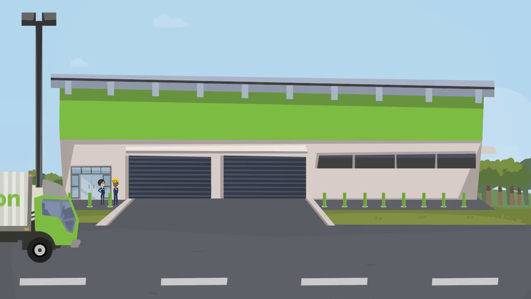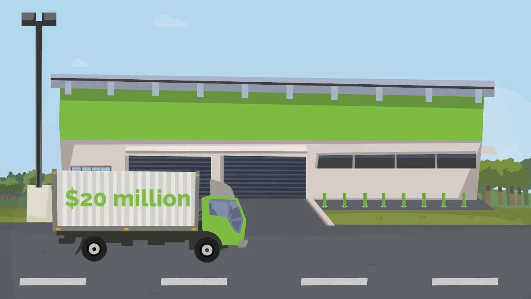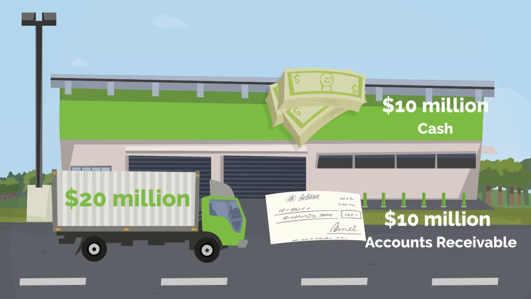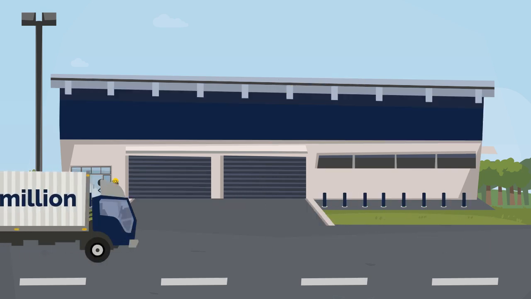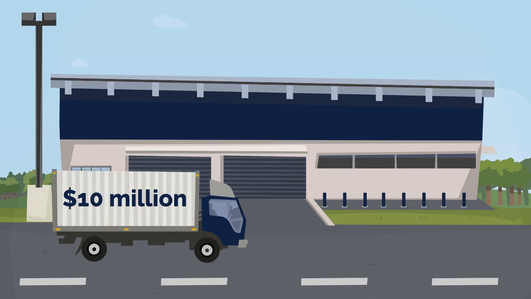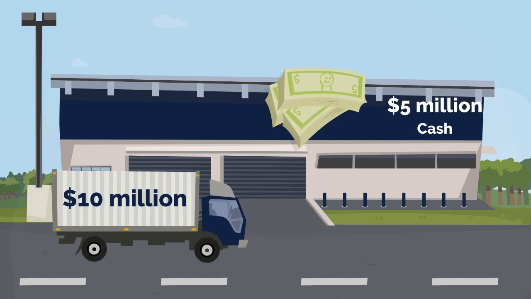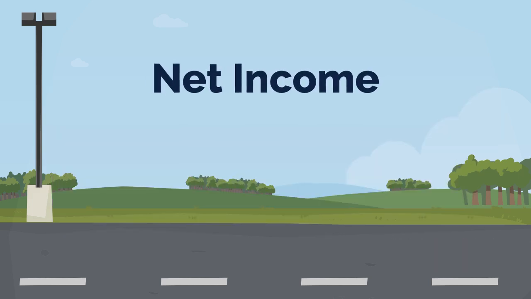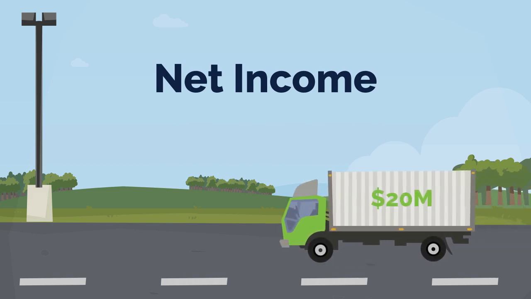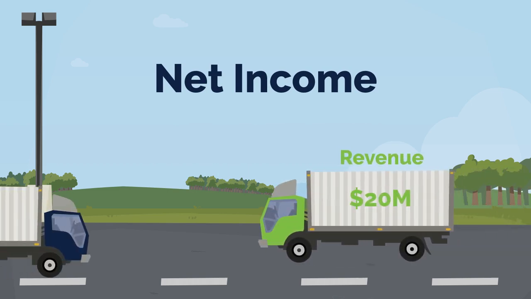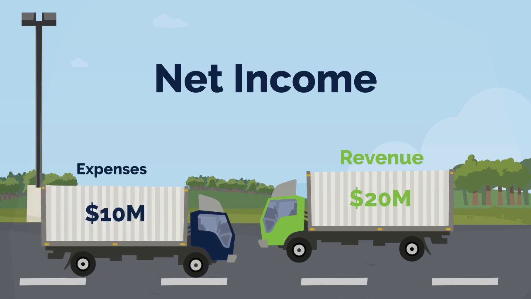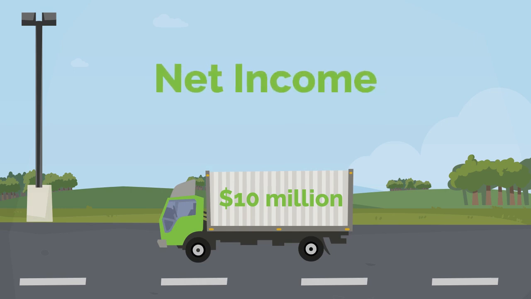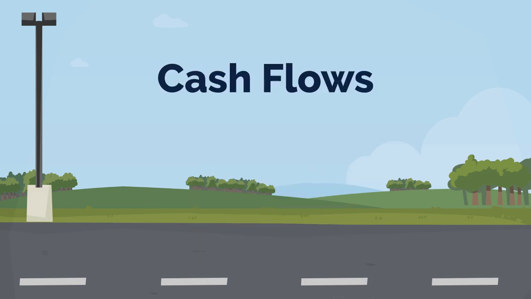For example, let's say a company earned $20 million in revenue, of which $10 million was in cash and the rest in accounts receivable, and used $10 million in expenses, of which $5 million was paid in cash and the rest in accounts payable. When thinking about net income, we know that it is $20 million, the revenue, minus $10 million, the expenses, which equals $10 million in net income. However, cash flow is different.